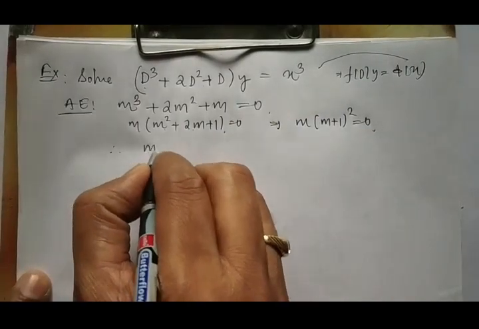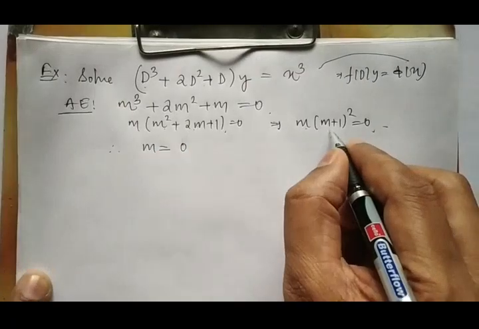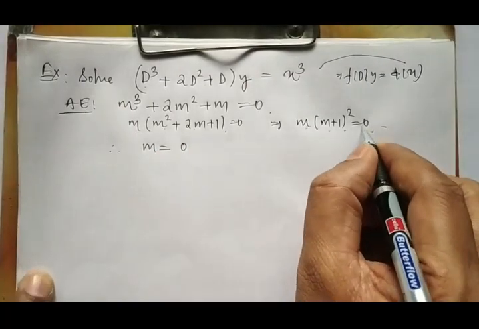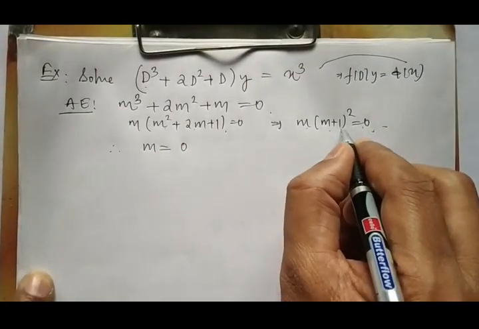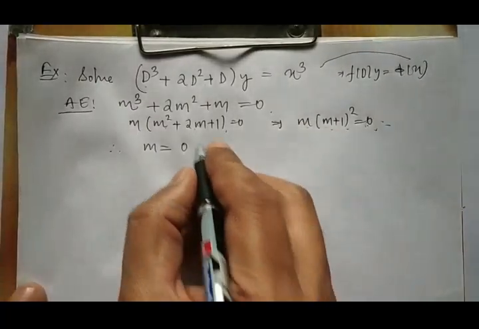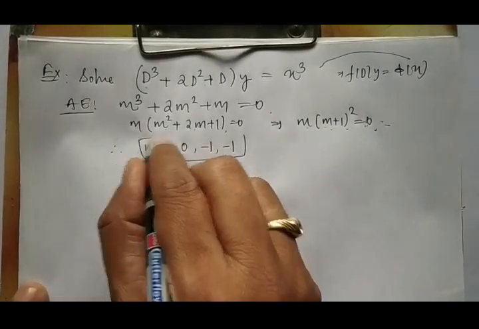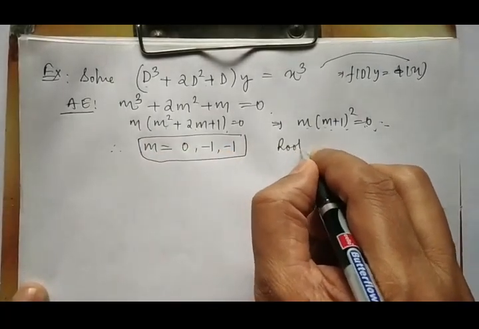Therefore roots are fixed now. So 1 m is equal to 0. Next m plus 1 square equal to 0. Therefore m plus 1 into m plus 1 equal to 0. Therefore m is equal to minus 1 and minus 1. These are the roots. Okay.